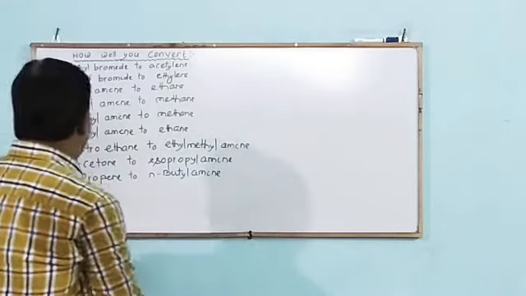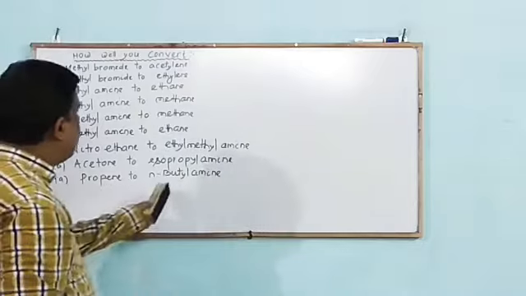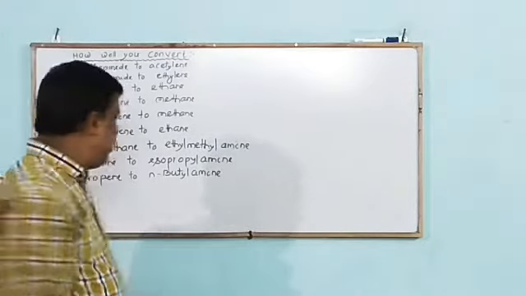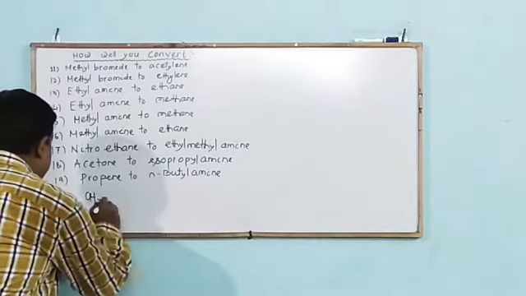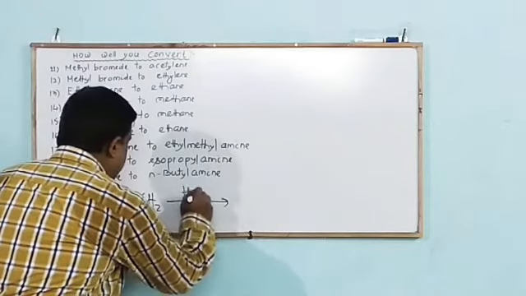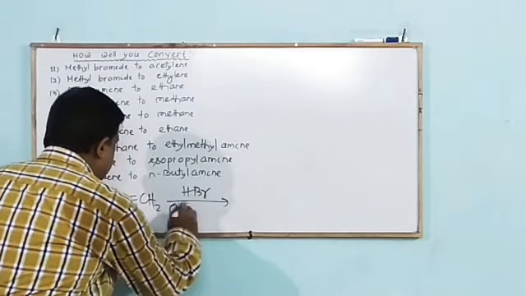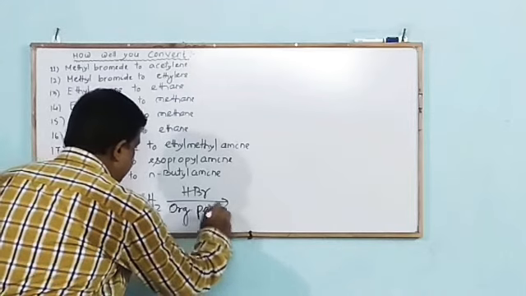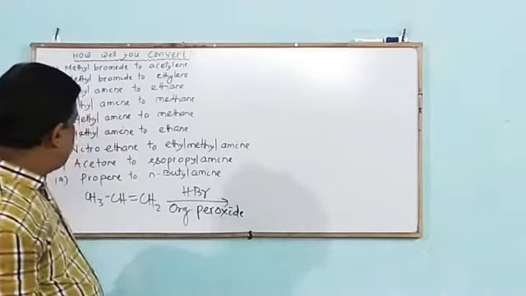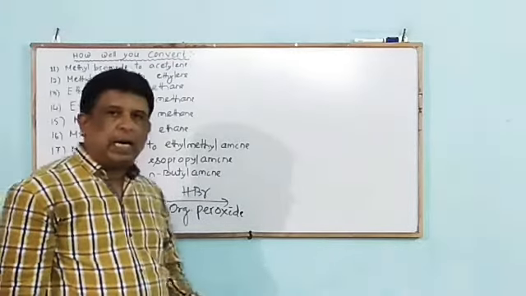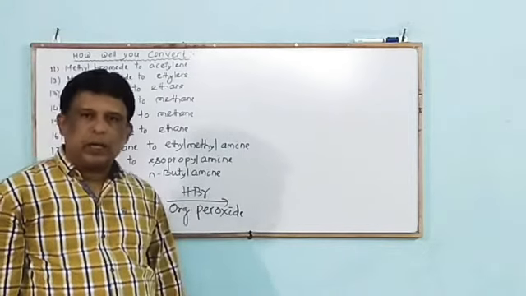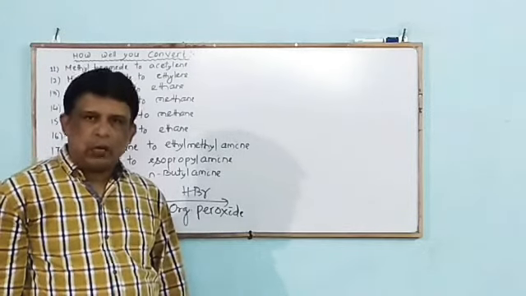Next question is propene to N-butylamine. Mark that. CH3CH=CH2, propene, reacts with hydrogen bromide in the presence of organic peroxide, as it is an unsymmetrical alkene. Reacting with a halo acid in the presence of organic peroxide follows the anti-Markovnikov rule.